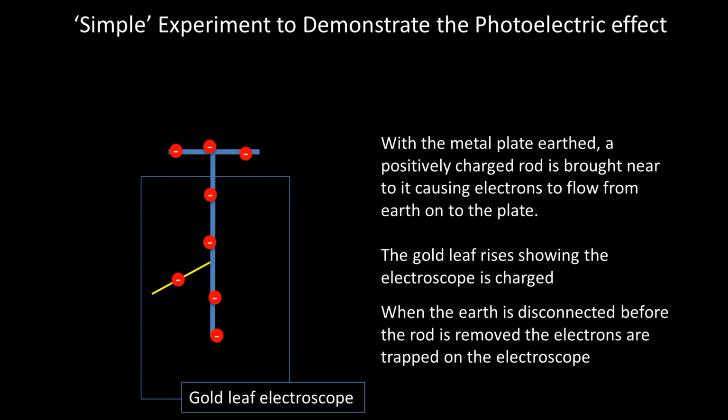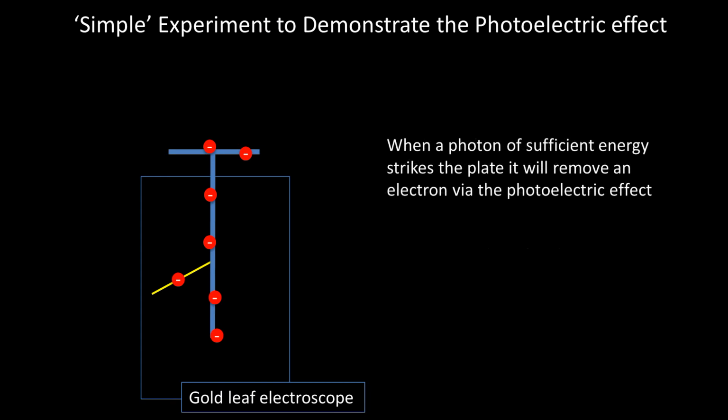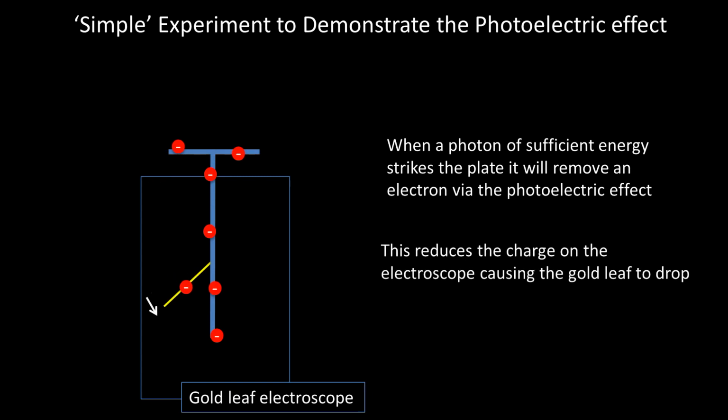And then we introduce our incoming photon. It does the same thing. It knocks off one of the extra electrons this time. Obviously that means there's now less charge on the electroscope. The remaining charges redistribute themselves, and the gold leaf drops a little bit. So if you kept firing photons, a continuous beam of photons coming at the plate, the gold leaf would gradually drop down as the electroscope was discharged and all those extra electrons were removed.